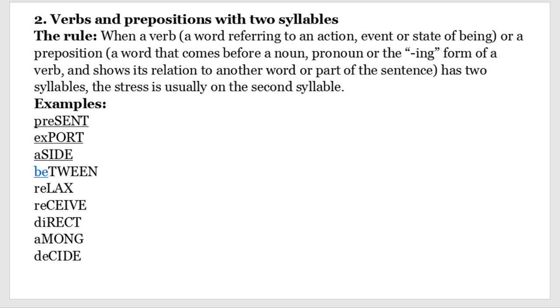2. Verbs and prepositions with 2 syllables. The rule. When a verb, a word referring to an action, event or state of being, or a preposition, a word that comes before a noun, pronoun or the ing form of a verb, and shows its relation to another word or part of the sentence, has 2 syllables, the stress is usually on the second syllable.